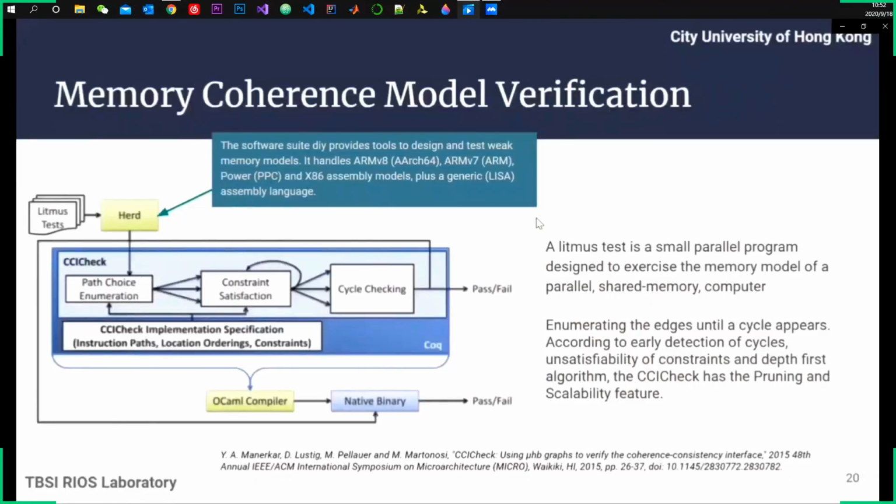All in all, the verification can be illustrated through such a graph. The HERD tool is used here to provide a self-designed memory model verification suite. It can accept the litmus test, which is a small parallel program designed to exercise the memory model and produce certain results. The result is then analyzed by CCICheck through the interface. The CCICheck code enumerates the edges until a cycle appears. Thanks to early detection of cycles, unsatisfiability of constraints, and the depth-first algorithm, CCICheck has pruning and scalability features.